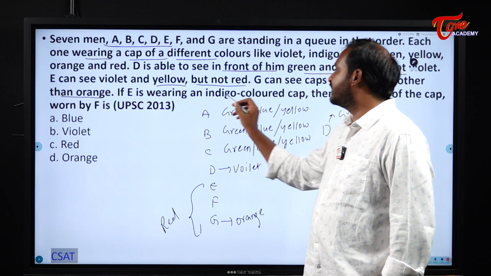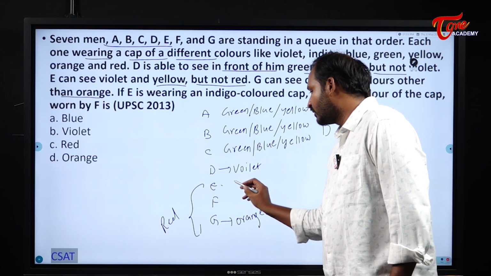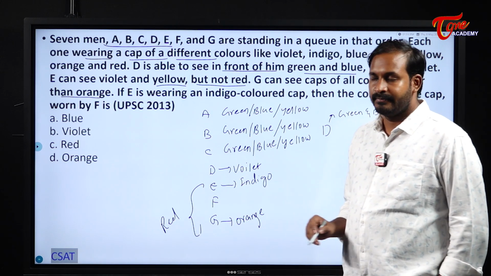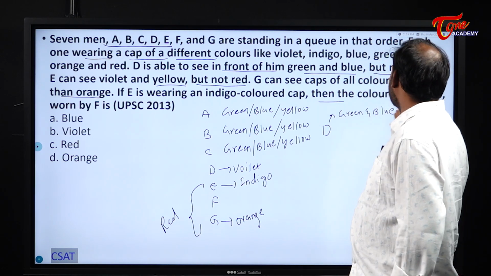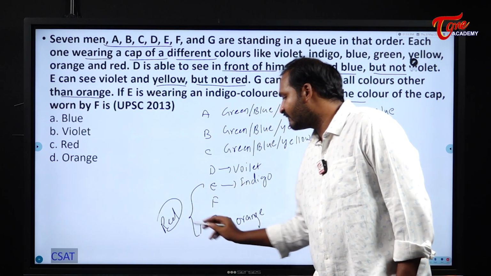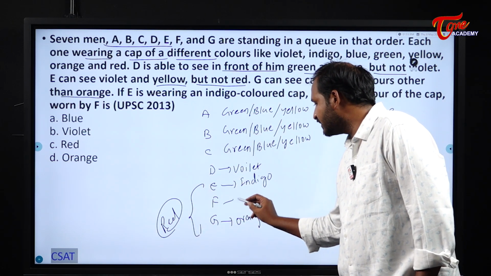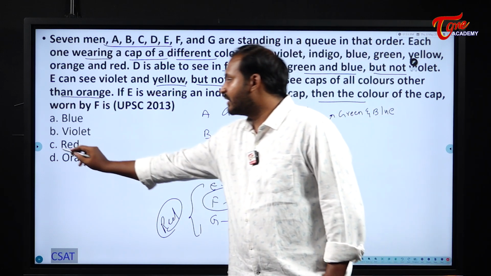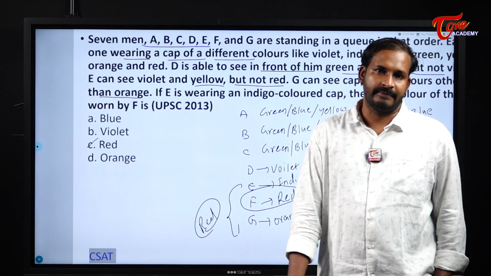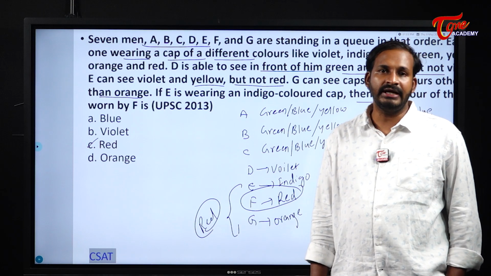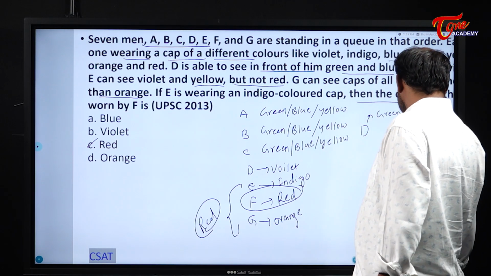Next, E is wearing an indigo colored cap. In the question itself it is given that E is wearing an indigo colored cap. Next, the color of the cap worn by F is. Now see, what is the only color left for us? Red color. So F will wear the red colored cap here. Understood? F is going to wear the red color cap here. Right? Now we will see the next one.